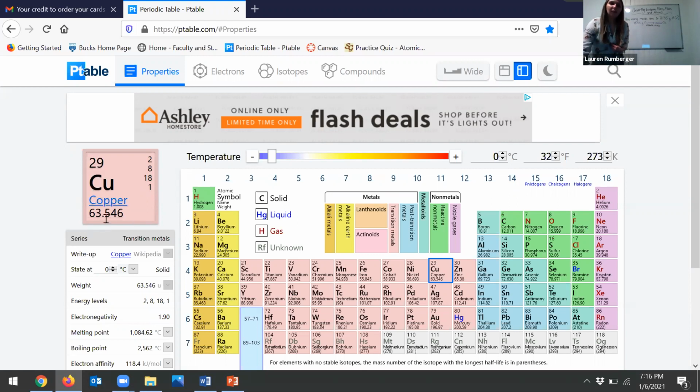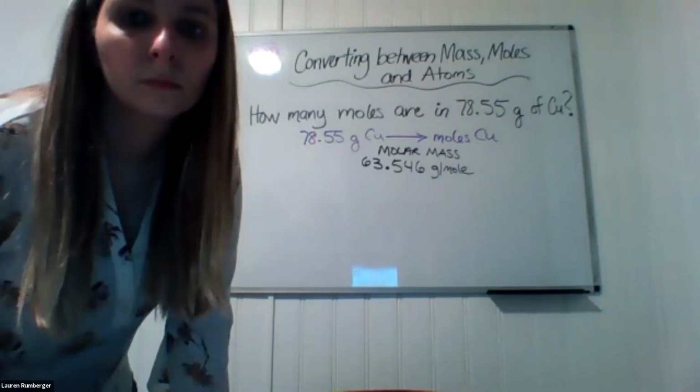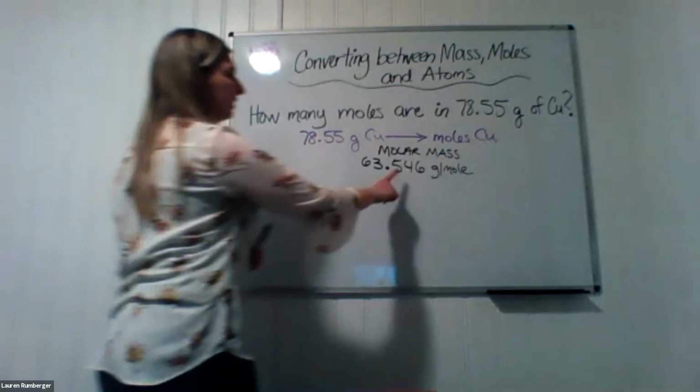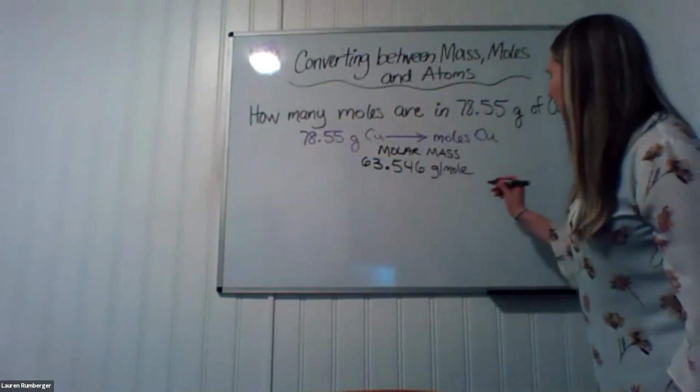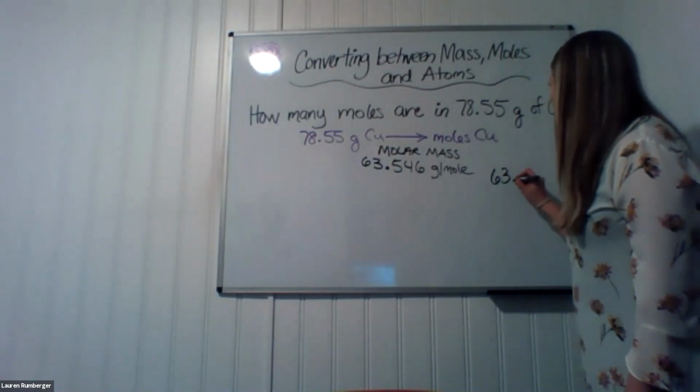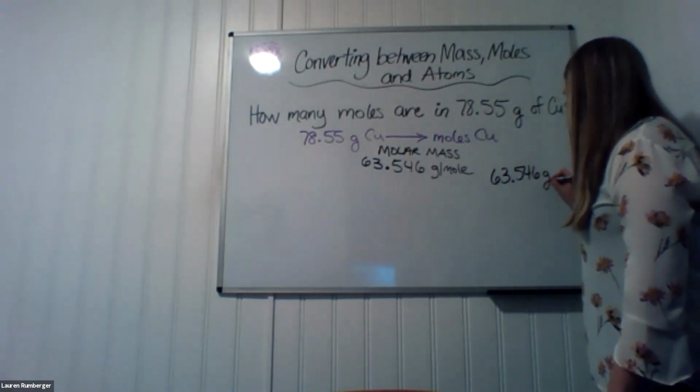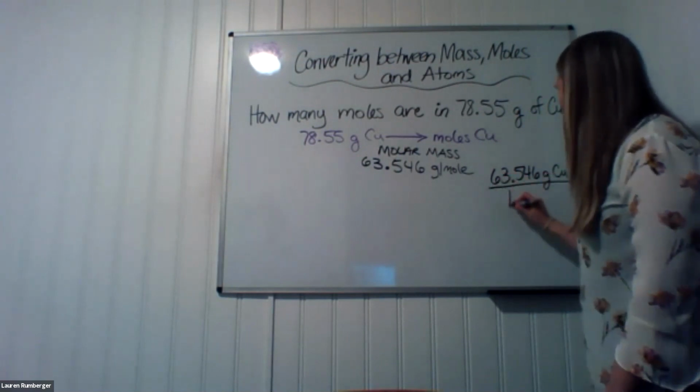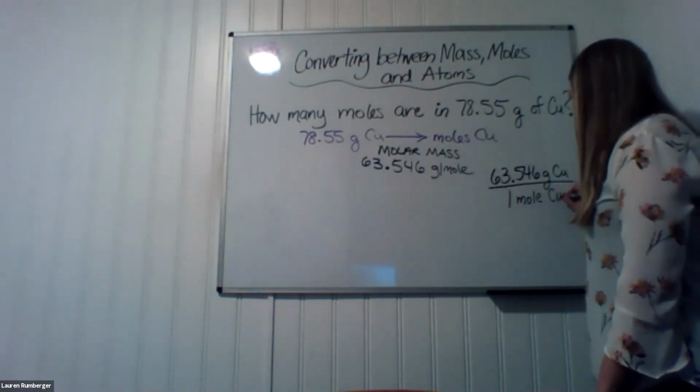So 63.546 grams per mole will be what we will write down. So let me write this down. 63.546 grams per mole. Okay. So when we say grams per mole, what this is telling us is that there is 63.546 grams of copper per 1 mole of copper.